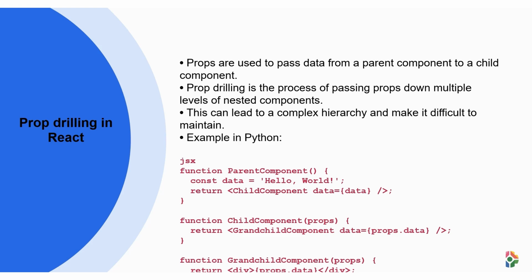The intricate hierarchy of passing data down through each component level can potentially result in a cumbersome and less maintainable codebase. In the provided Python example, the data starts from the parent component and flows down to the child component and grandchild component through props. While this approach works for small applications, it can become unwieldy in more extensive projects. Developers should be cautious about excessive prop drilling and consider alternative methods like React Context or state management libraries to streamline data flow within components efficiently.